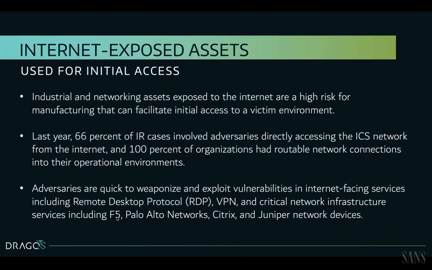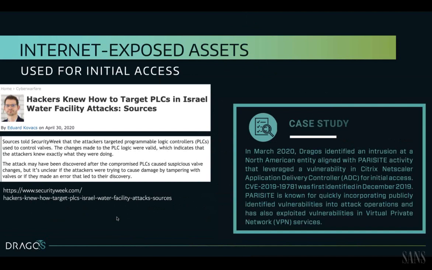There have certainly been incidents in which internet-exposed assets were used for initial access, as was published in Security Week, this event in April, "Hackers knew how to target PLCs in Israel water facility attacks." They were able to access those devices due to poor security mechanisms, as well as this case study that we actually worked on in March, when we identified PARASITE activity leveraging a Citrix NetScaler Application Delivery Controller for initial access. Those of you who might be familiar with the CVE, 2019-19781, which was first discovered in December 2019.